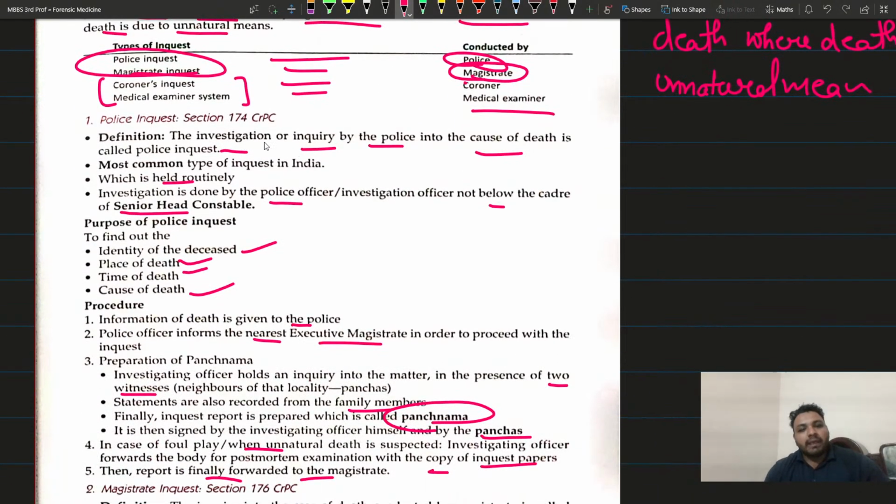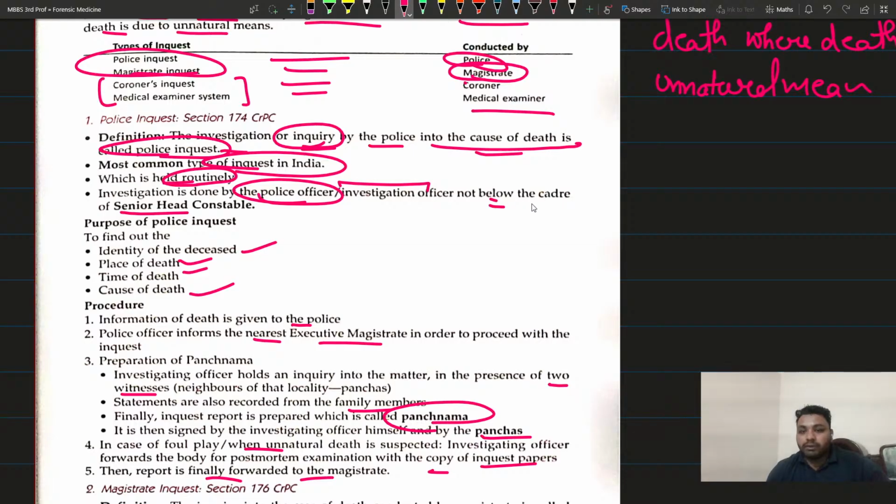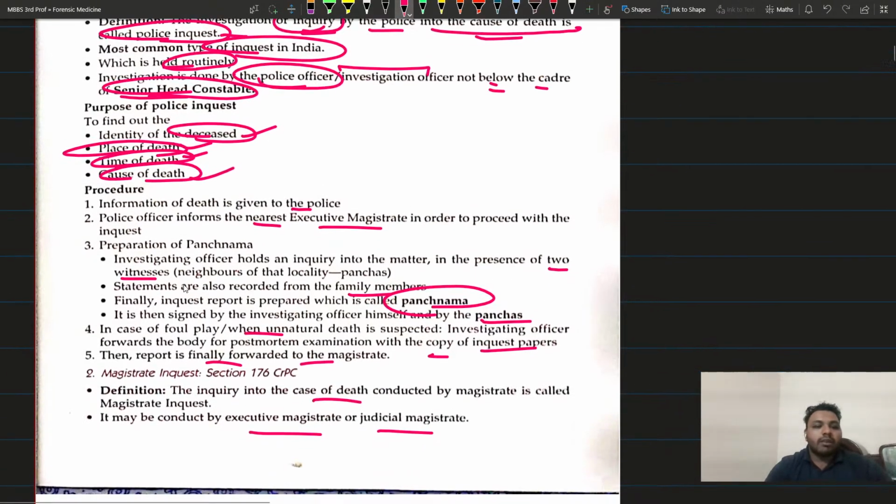Police inquest. The investigation or inquiry by the police into the cause of death is called police inquest. It is the most common type of inquest in India, which is held routinely. Investigation is done by the police officer or investigating officer, not below the cadre of senior head constable. Purpose of police inquest is to identify the deceased, place of death, time of death, cause of death.